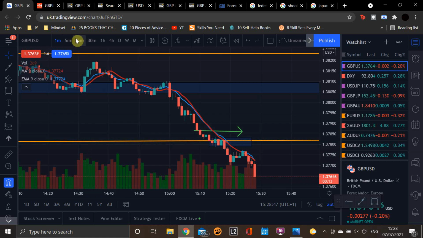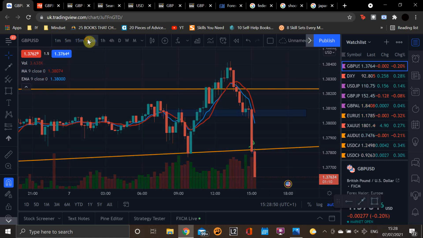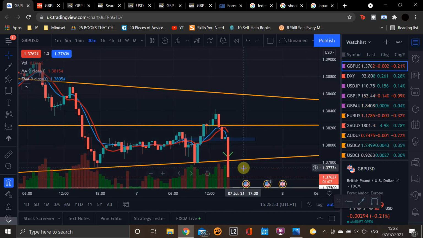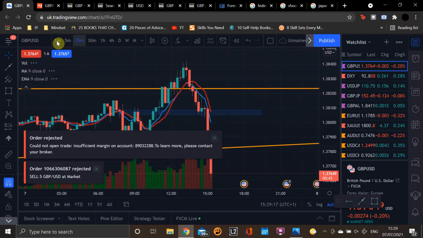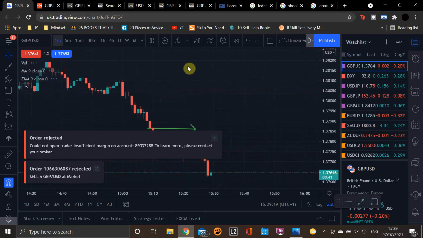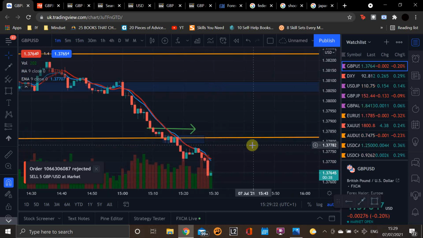GBP USD still going down. Down and down and down. It's definitely trying to reach this midpoint here. You know, I might try getting in again. Imagine if I had held. Okay, I'll just leave it for now. I've got a fear of missing out at the moment. But you know what? I'm going to start getting in on my trades with instant execution because that's the best way for me anyway.